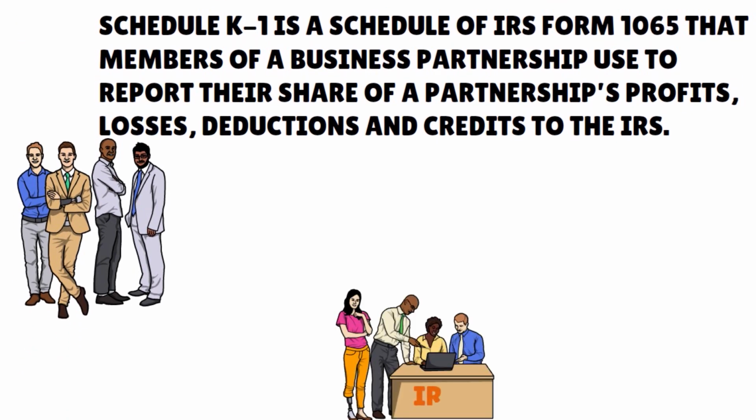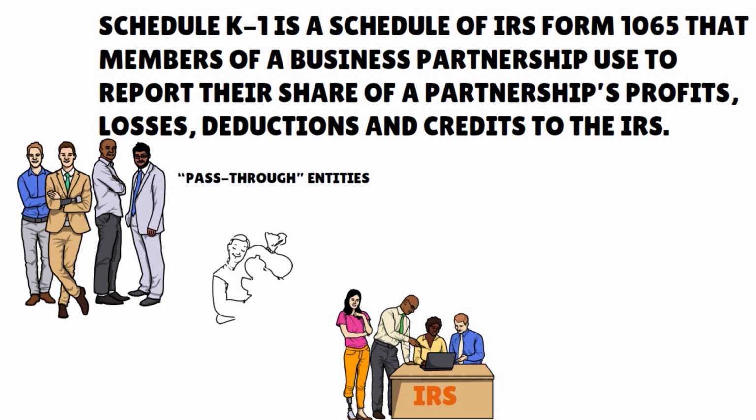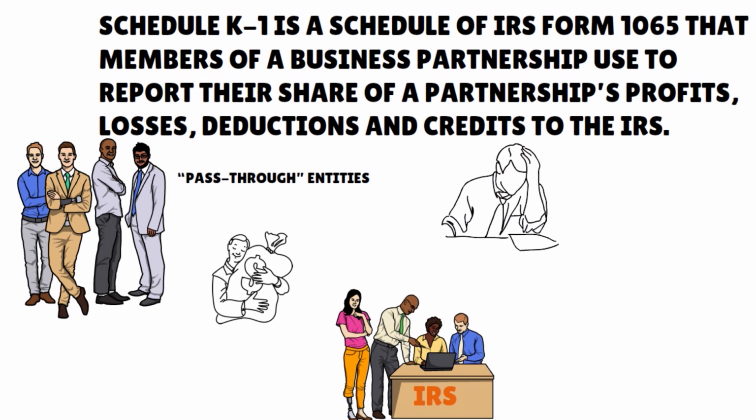So basically, partnerships are so-called pass-through entities because they let the profits or losses of their business flow through to the owners without paying corporate taxes. So Schedule K-1 is an important part of the partnership tax return process, because it helps you and the IRS figure out how big your piece of the pie is in the partnership and how much of the partnership's income or losses you should actually report on your personal tax return.